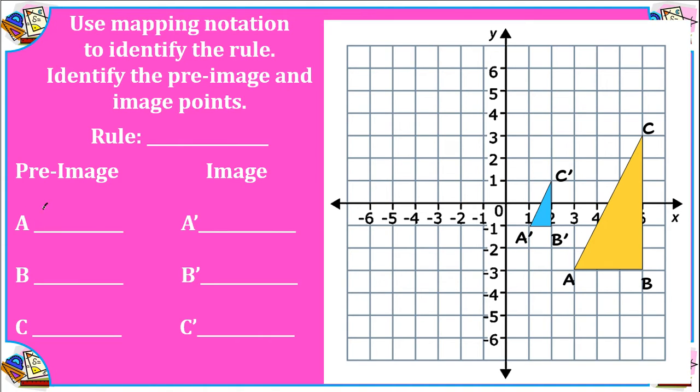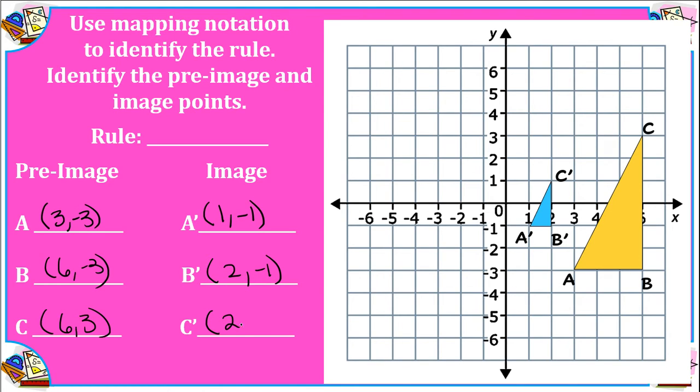Let's try another one. So A is 3, -3. B is 6, -3. C is 6, 3. A prime is 1, -1. B prime is 2, -1. And C prime is 2, 1. We have a dilation about the origin, and the scale factor is, I'm going to take my new image coordinate and compare it to the original. So it's 1/3 the size of the original.